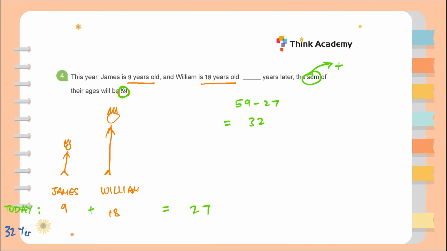32 years later, James becomes how old? Very good. 9 plus 32, so 41, right? And William becomes how old? William also increases by 32, right? So how old is William? Very good. He was 18, and 32 years later, he will become 18 plus 32, which is 50. And the sum of their ages in 32 years is now what?